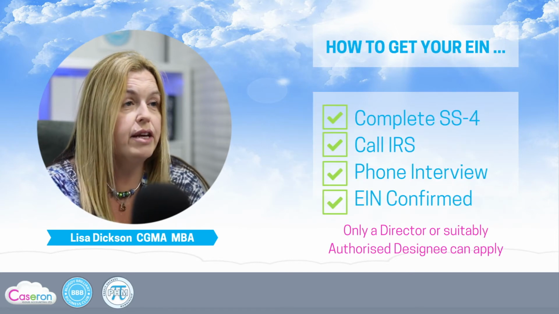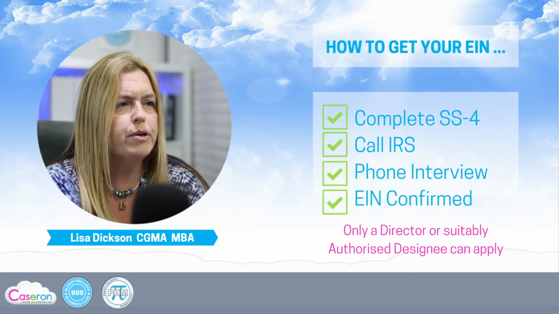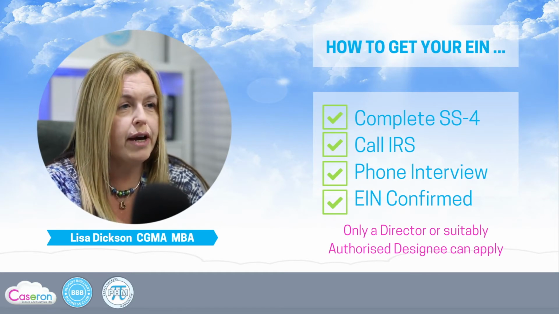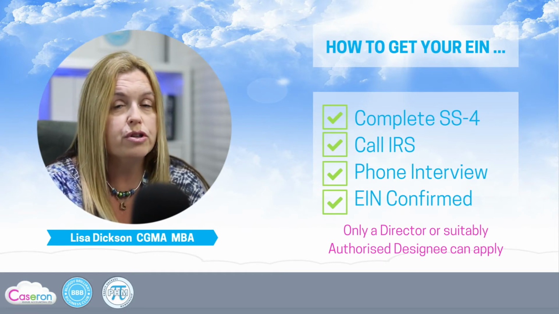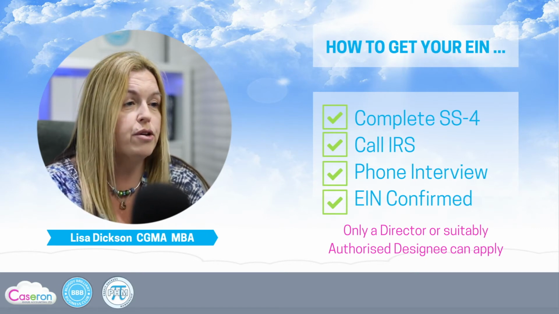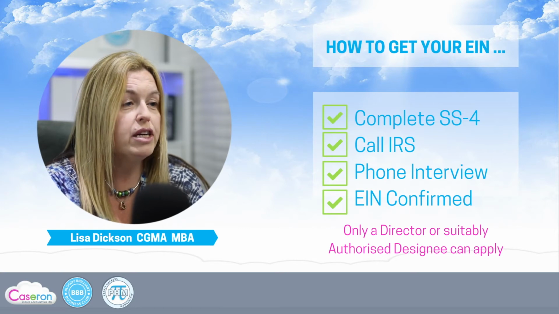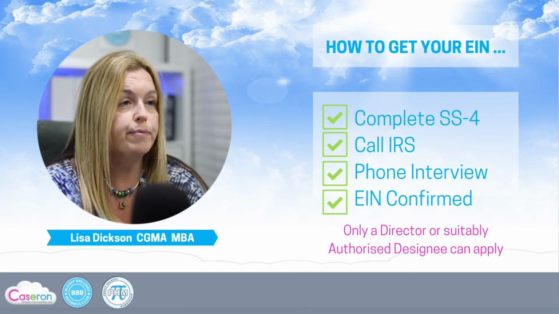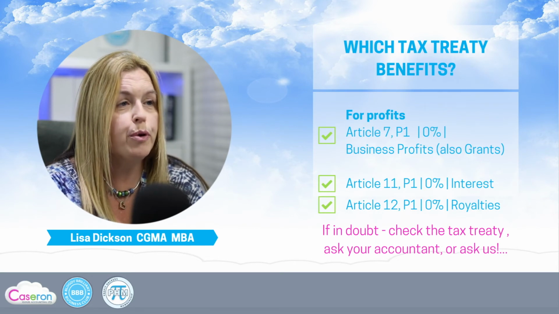How do you get an EIN? It's a relatively straightforward process. You complete an SS-4 form and call the IRS. It's a phone interview, so you don't send the SS-4. The EIN is confirmed at the end of the conversation, but only a director or a suitably authorised designee can actually apply for it.